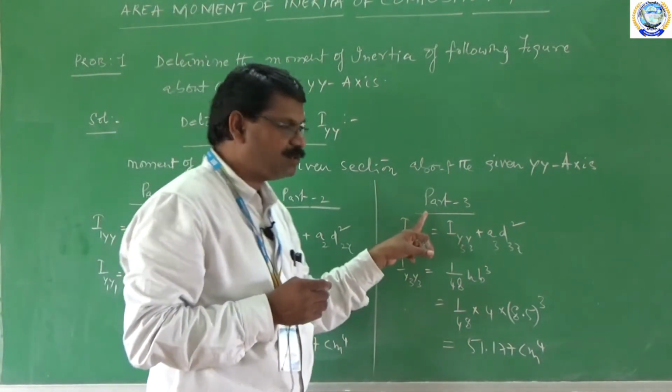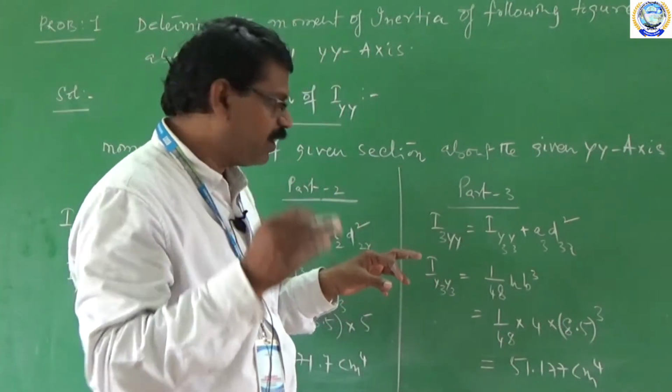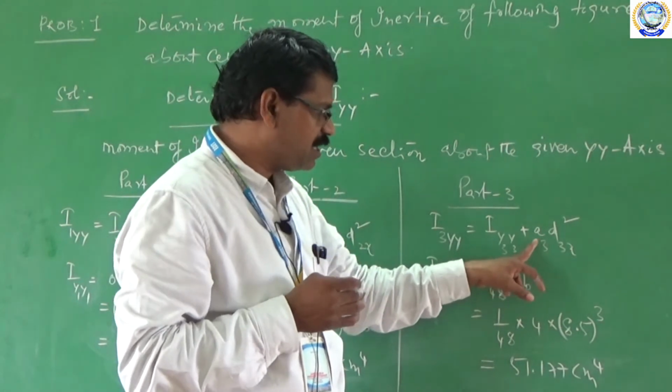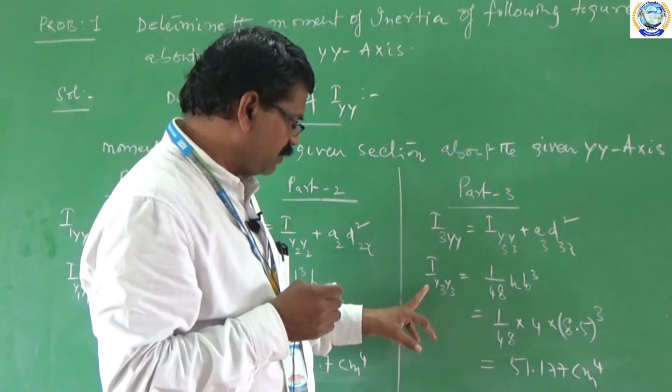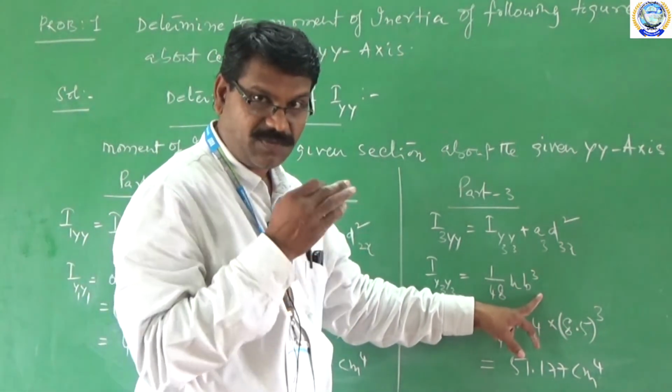Now, coming to part 3, as we are calling it the triangle, the formula to find I3 double y is equal to Iy3y3 plus A3 d3x square. Now, again from this, Iy3y3 is equal to 1 by 48 into h b cube. This is a stipulated formula.